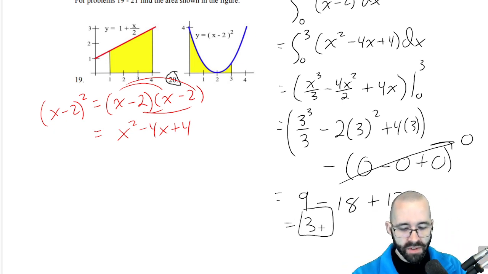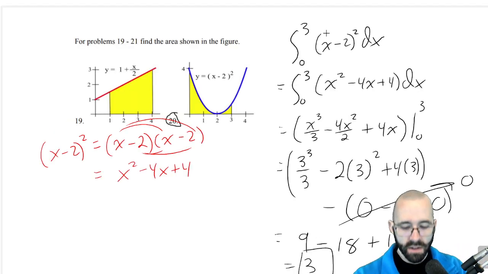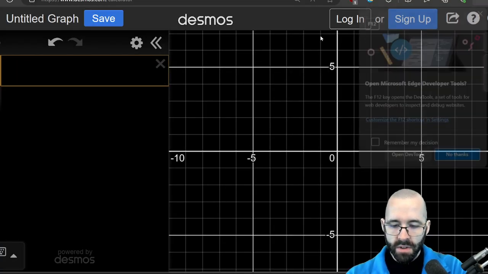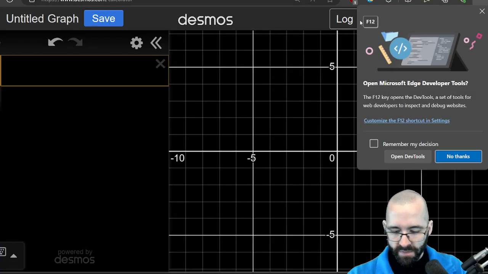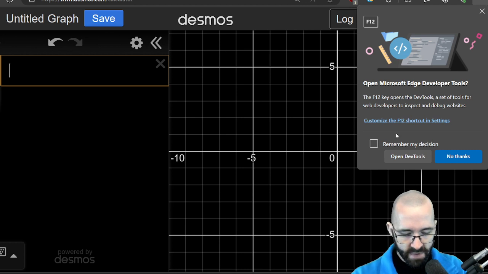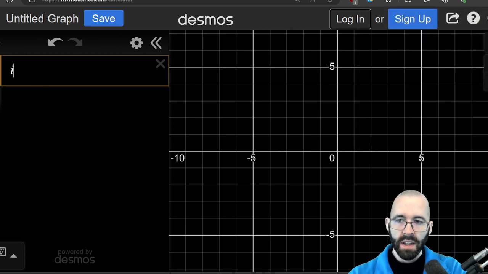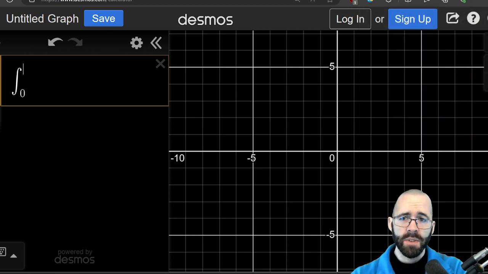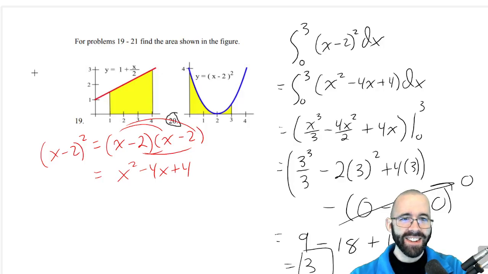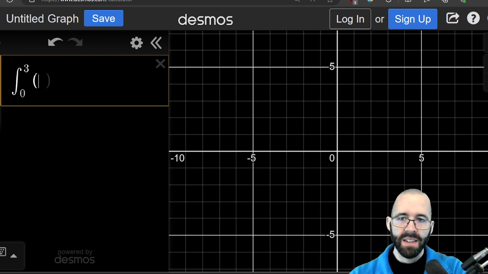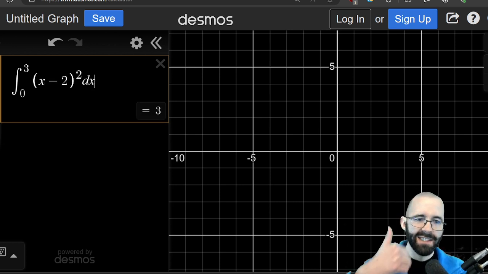Let's check our answer with Desmos. Integral. No, I do not want developer tools. Integral from 0 to 3 of whatever function I said, x minus t squared. Got it.